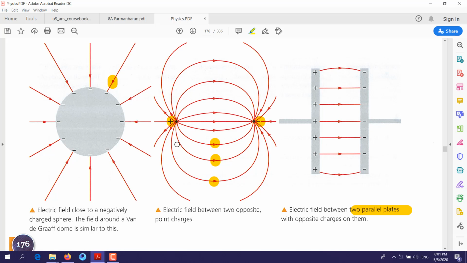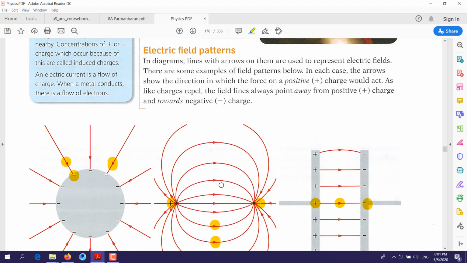See here, how is the direction? It's coming from this direction. What's this? Positive. Look at this one. How are the lines moving, or what is the direction of arrows? This is the direction. It's coming from positive to negative. Also the same thing here. It's coming from positive to negative. So the electric field direction is always from the positive charge to the negative charge.